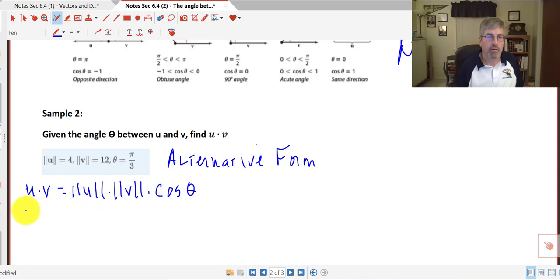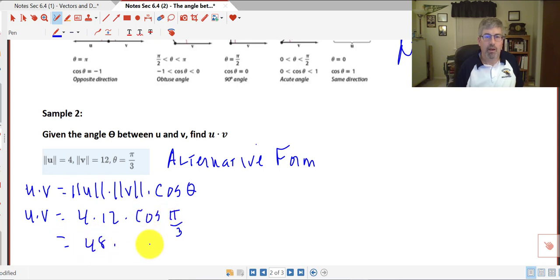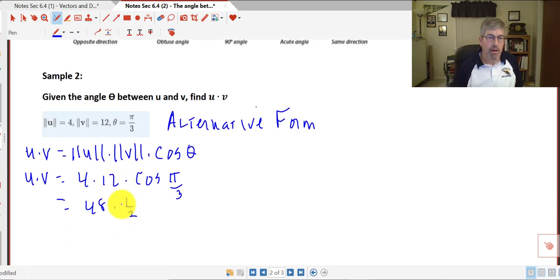Well, this is just substitute in and go. So the magnitude of u is 4 times 12 times the cosine of pi over 3. So 48 cosine of pi over 3, from our unit circle, is 1/2. And 48 times 1/2 is 24. So the dot product of u times v is 24.